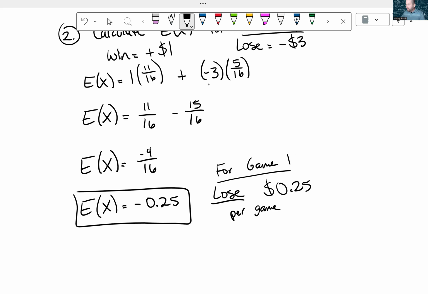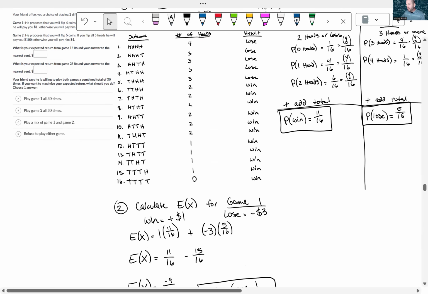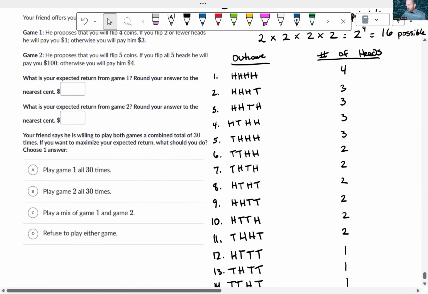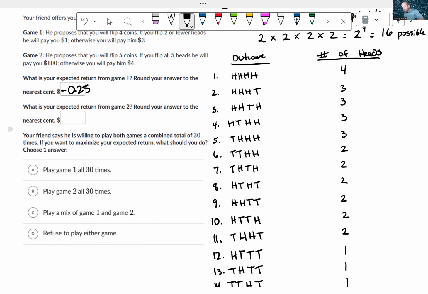All right. So far, not a great strategy to be playing this particular gambling game with these rules. We would lose 25 cents every time we play this game if we kept playing over and over again. So the odds would not be in our favor to play game one. Let me write that down for game one: your expected return rounded to the nearest cent is negative 0.25, negative 25 cents.